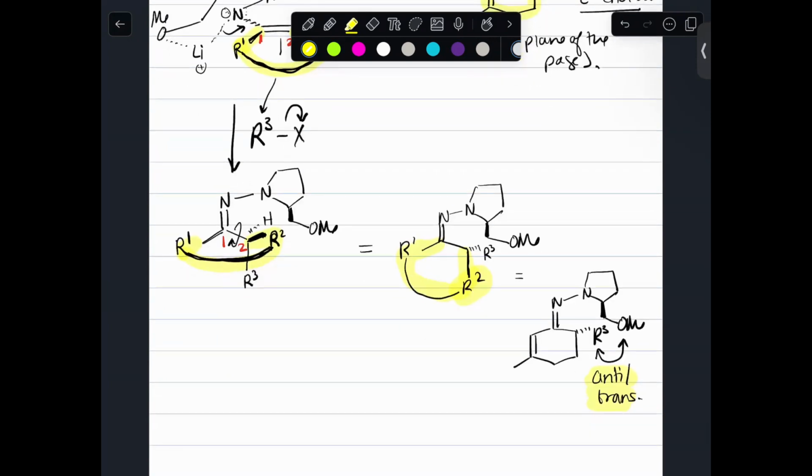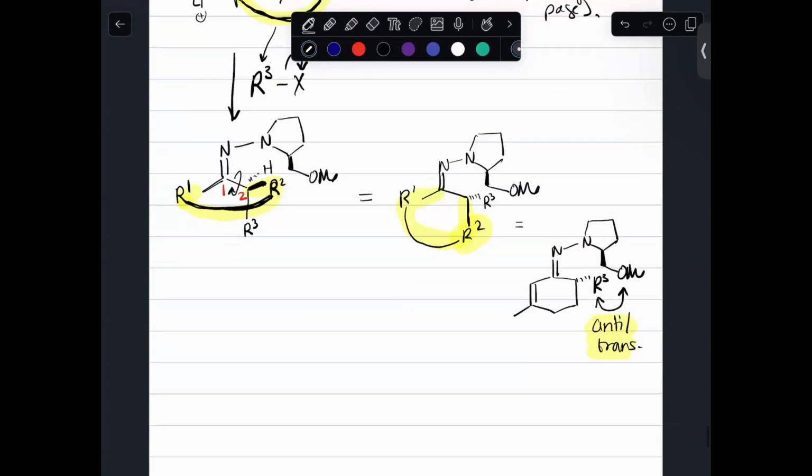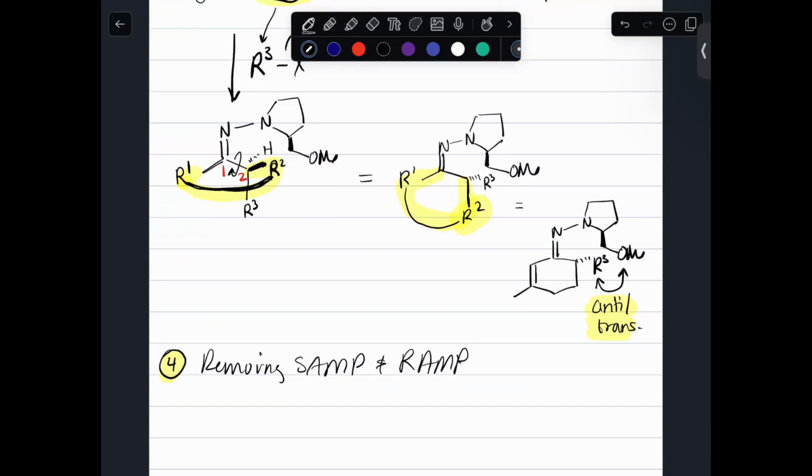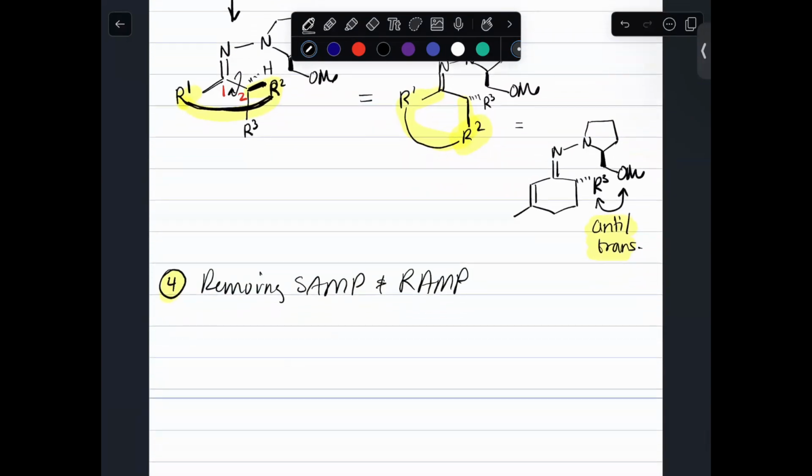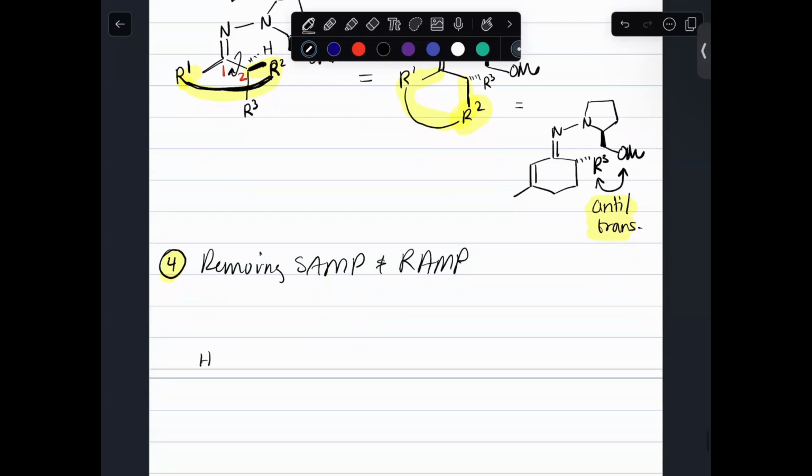Okay, part 4, removing SAMP and RAMP. There are really just two methods to removing SAMP and RAMP. So I'll use the simpler system that we started with.